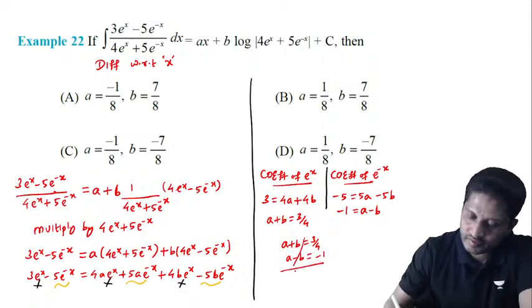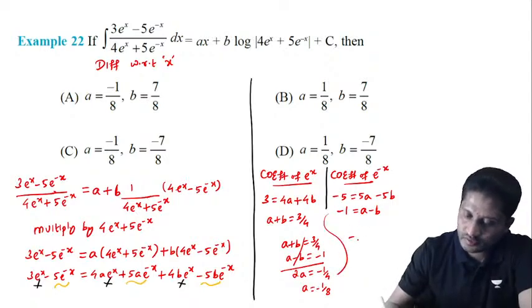If I add these two, this will cancel. 2a is equal to 3 by 4 minus 1, which is minus 1 by 4, right? And a will be equal to minus 1 by 8. A is minus 1 by 8. If I substitute here, minus 1 is equal to minus 1 by 8 minus b. Shift on the left side. B is equal to minus 1 by 8 plus 1, which is equal to 7 by 8.